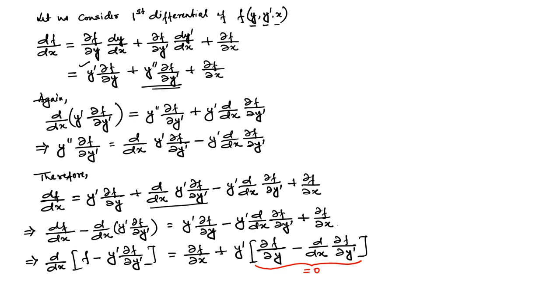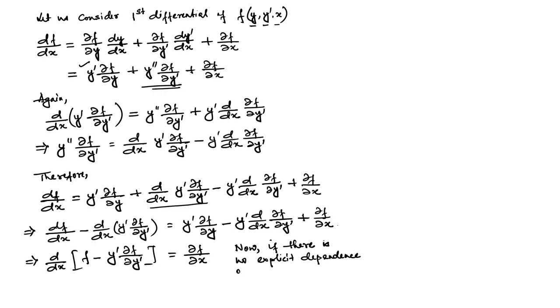Now, if that is the case, obviously we can remove this quantity because that is already 0, we are left with this expression. Now, if there is no explicit dependence of f on x, then what will happen? This will lead to this quantity equal to 0.